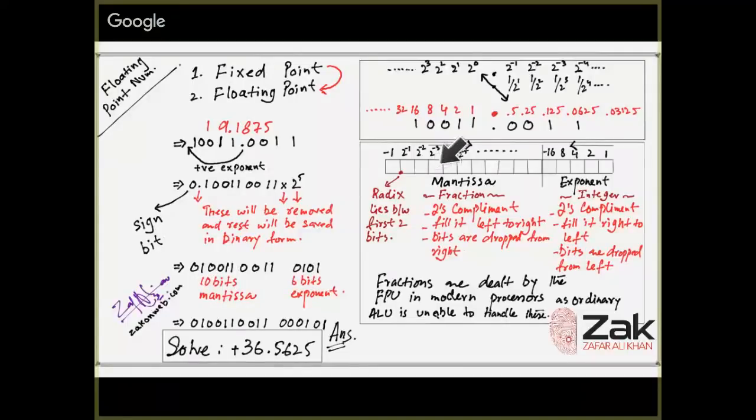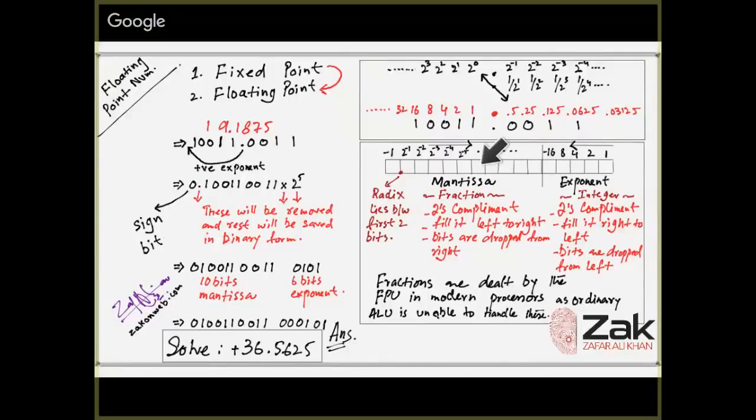Now let's talk about the allocation of bits. Mantissa is in fractions and exponent is an integer. Integers we have been doing in O levels, we have been doing in AS, they are the same. The only exception is that this integer is now in 2's complement. So whatever the most significant bit's worth will be, that will be negative.